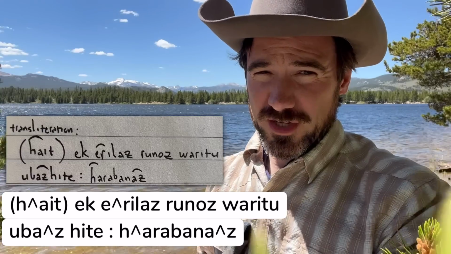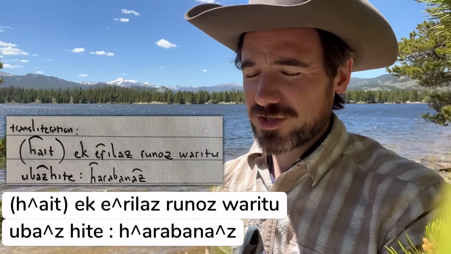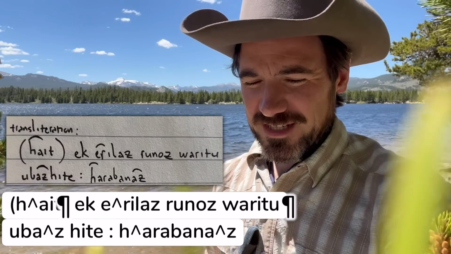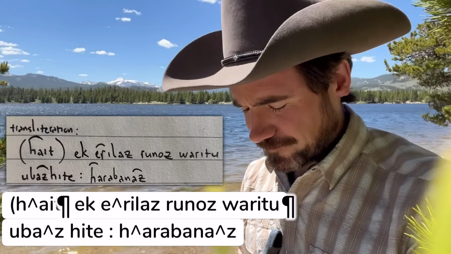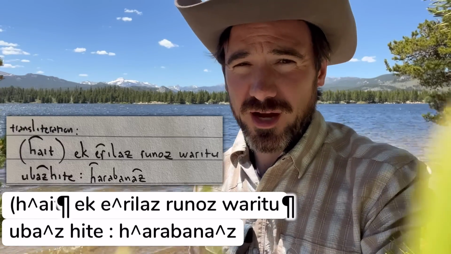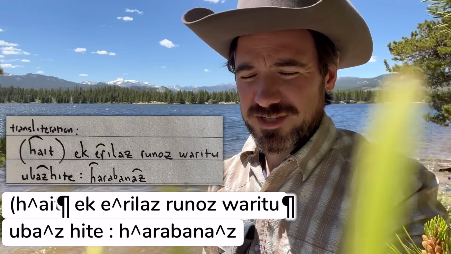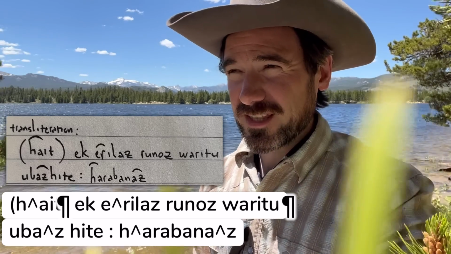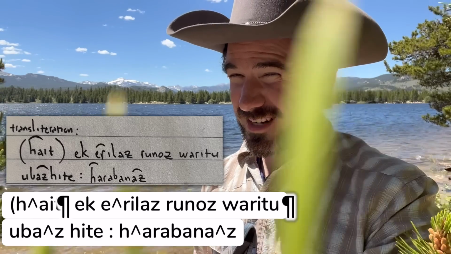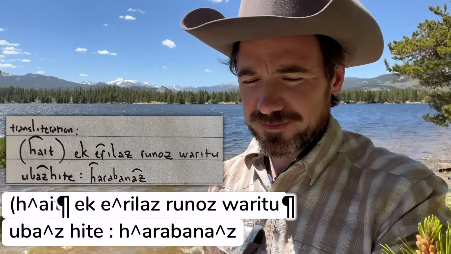Sometimes different chunks of an inscription having different meanings, different quote-unquote sentences, in other words, are separated by a paragraph sign. I typically don't like to do that, although you could do it here with ek erilas runos waritu. The erilas wrote the runes, because that's one complete thought or quote-unquote sentence. I don't like it because I think that it can suggest to people that there is a paragraph or line break that isn't there, but you'll often see that in people's transliteration.